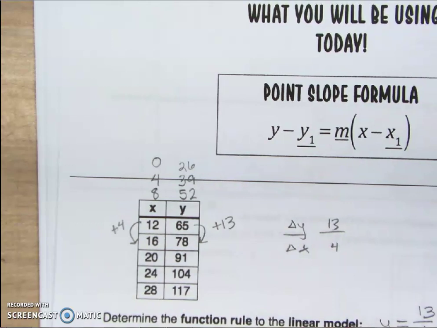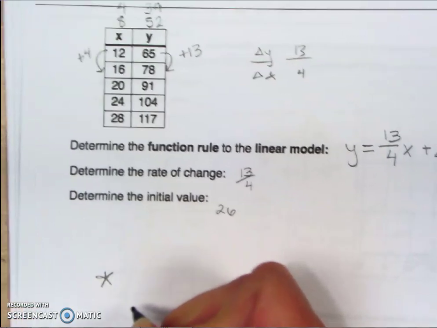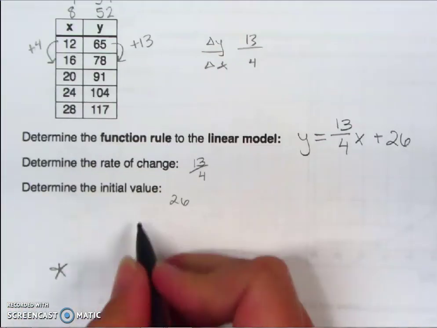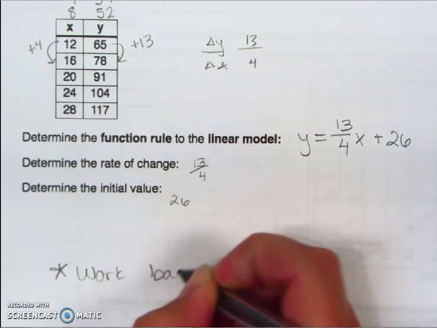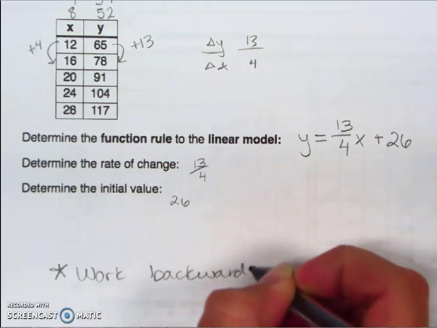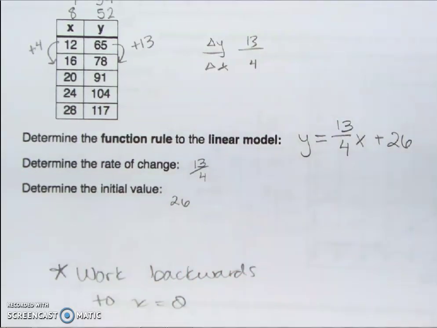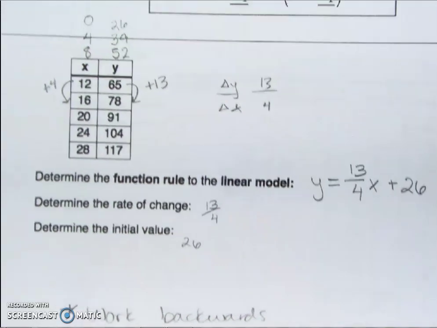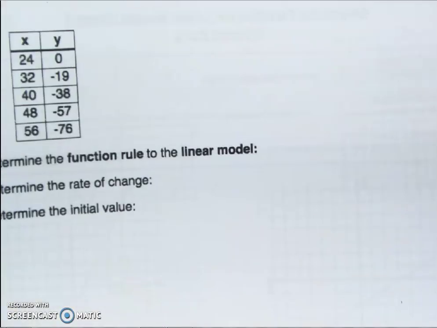So one way to do this is to work backwards. One method, let's write it down here. One method is work backwards. So work backwards to x equaling 0, and that will tell you your initial value. As long as you get down to the 0, that'll tell you your initial value. That's not always going to work, so let's see a case where that doesn't work. Let's look at this one.